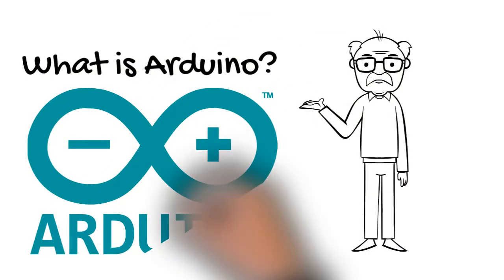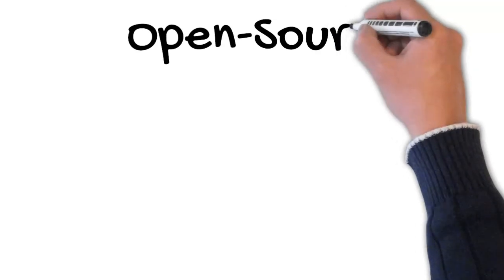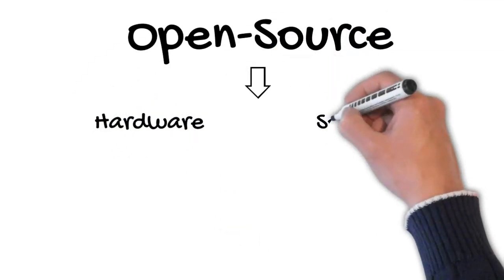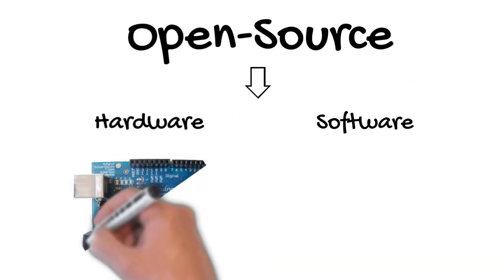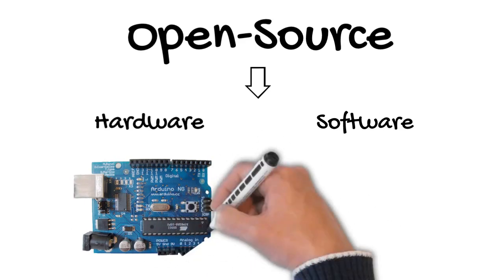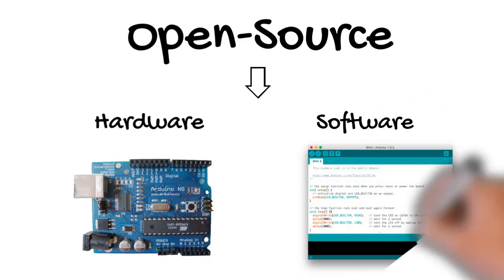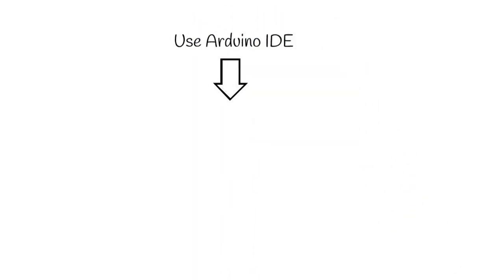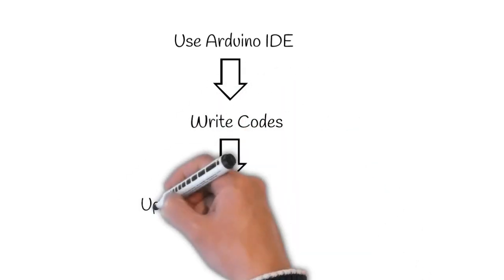Now, the very first question, what is Arduino? Arduino is a company that develops open source hardware and software available for general use. For the hardware, they develop a microcontroller board, which we will be using throughout this tutorial series. And we will be using the Arduino integrated development environment, short for Arduino IDE. This is the software we will be writing code in and uploading to our microcontroller board.